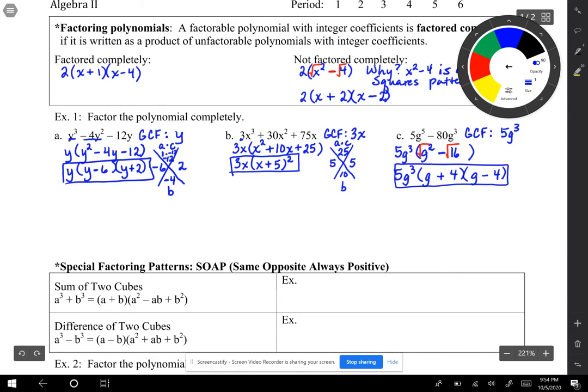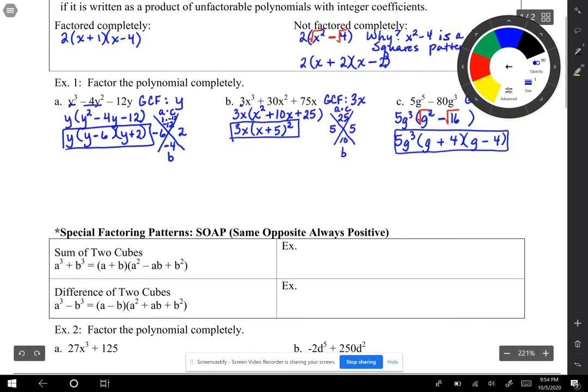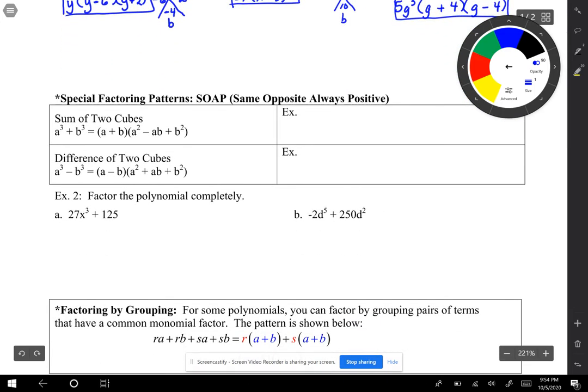Okay, so this section is hard because you're factoring many different techniques. So each of the boxes that I show you are techniques of factoring. So the first one in this section is called, these are special factoring patterns. And this thing right here that I put is just something to remember. The same opposite, always positive. I'll refer to that, known as SOAP.